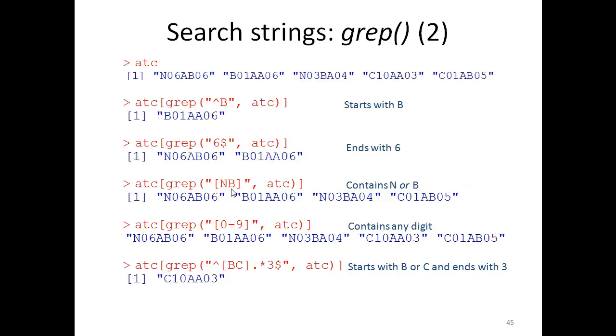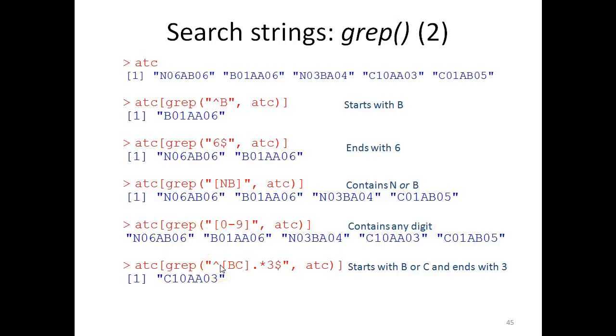Here we look for elements containing either N or B, or of course both N and B would also be acceptable. And we get 4 elements in return. This one is the only one we didn't get, and that's because it doesn't contain an N and it doesn't contain a B. Here we're looking for digits, any digits, and obviously we get all elements in return because all elements contain digits.